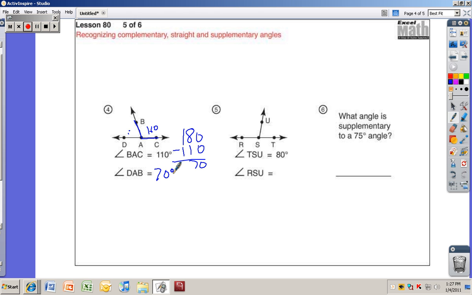And if this angle is 80 and they equal 180 altogether, the other angle is going to be equal to 100. It says what angle is supplementary to a 75-degree angle? Supplementary means that they add up to be 180. So if you subtract that, you get 105 degrees for the angle that's supplementary to a 75-degree angle.